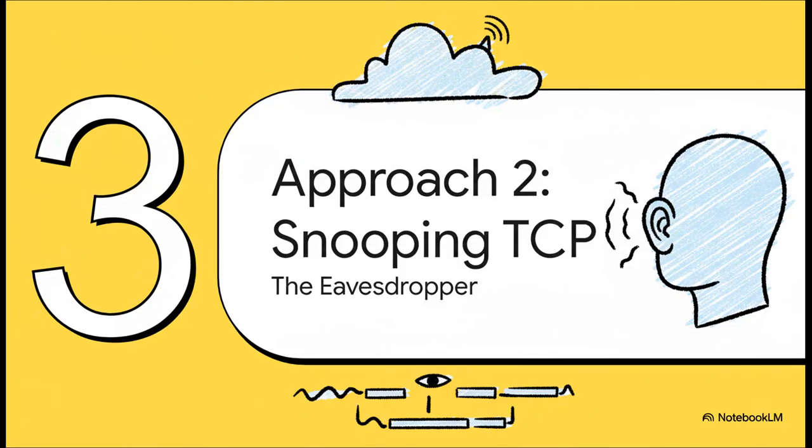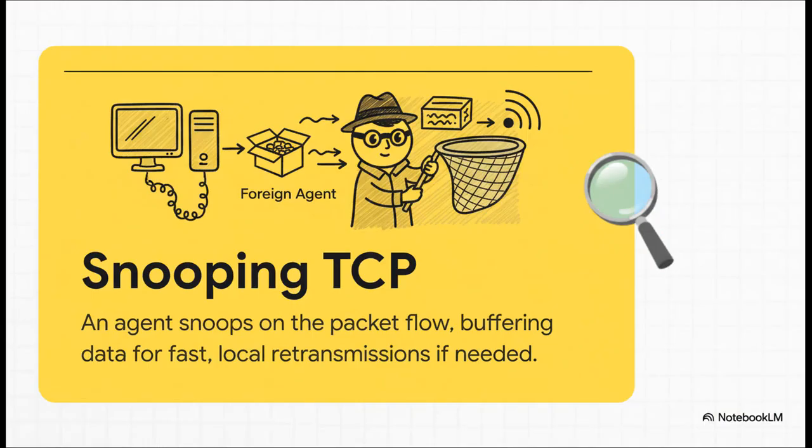Okay, so if completely splitting the connection is a little problematic, what about something a bit less drastic? Let's bring in our second contender, snooping TCP. This one takes a totally different approach, more like eavesdropping. Snooping TCP is a lot more subtle. The foreign agent is still there, sitting between the wired and wireless worlds. But instead of splitting the connection, it just watches.